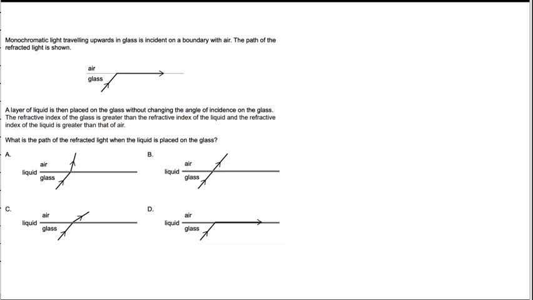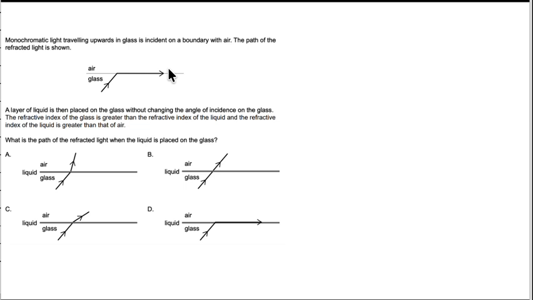Okay, so I think the issue in this question comes from the setup. We've got monochromatic light traveling in glass and it's incident on the boundary. And we're at the critical angle. This is critical angle behavior. We've got an angle of incidence and then a 90-degree angle of refraction. We're then told that we're going to put a layer of liquid on top, between the two, without changing the angle of incidence. So we've got the same angle of incidence. The refractive index is greater, and we want to know what happens to the path of the light.